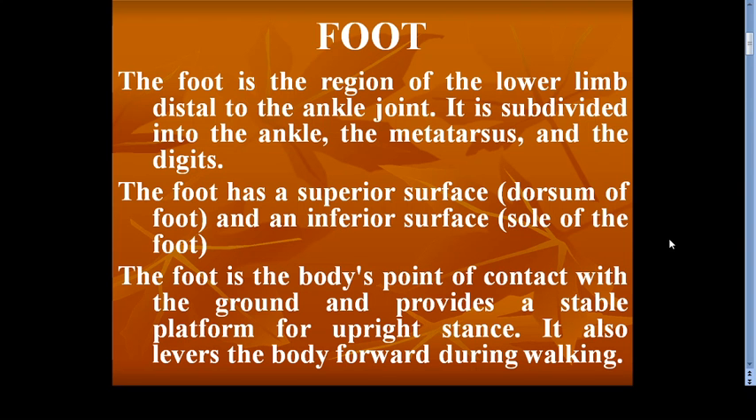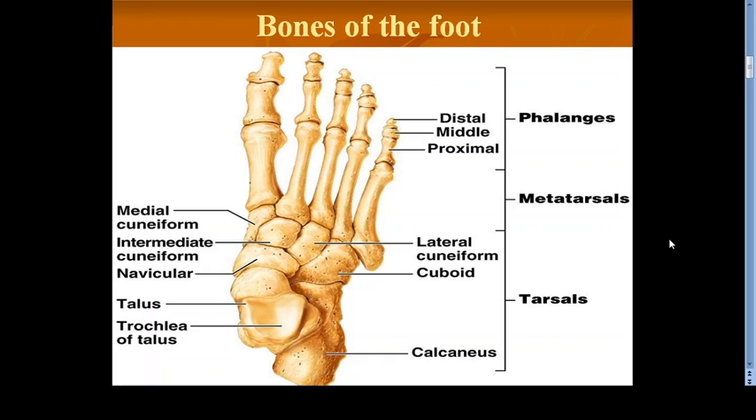So first of all, what is a foot? It is a region of the lower limb which is lying distal to the ankle joint. It is subdivided into ankle, metatarsal and the digits. The foot has a superior surface which is known as dorsum of the foot, whereas the inferior surface is the sole of the foot. You have already studied that, right? The function of the foot is that it is a point where the body is in contact with the ground and is going to provide a stable platform for upright stance. It is also going to help in levering the body forwards during the walking process, right?